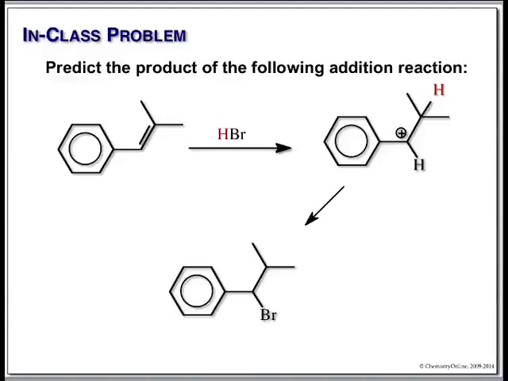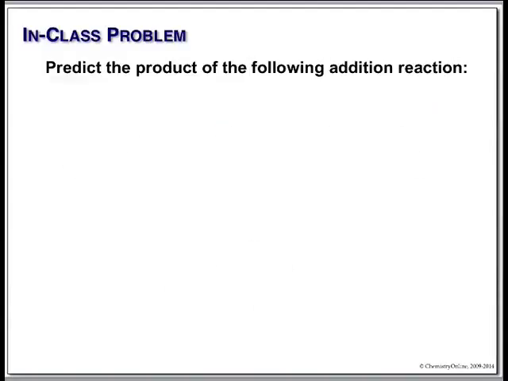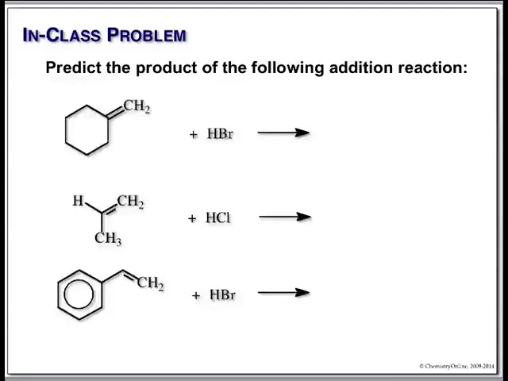Would it be the same thing if it wasn't attached to a six-membered ring? Nope, it has to be a benzene ring. That's why it's called benzyl. All right, go ahead and take these. Very quickly, just jot down the initially formed carbocation and the final product.